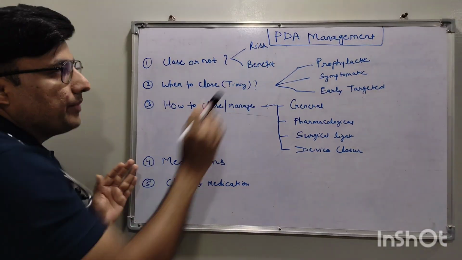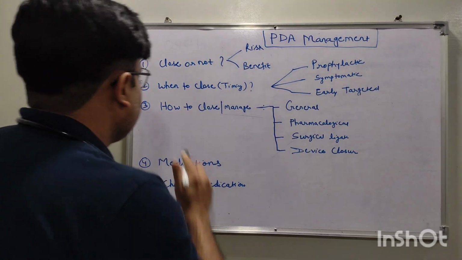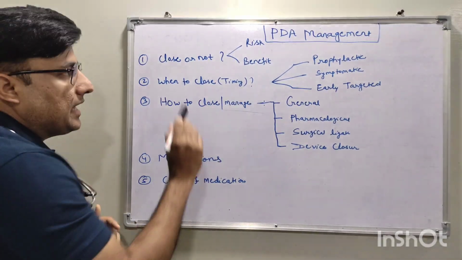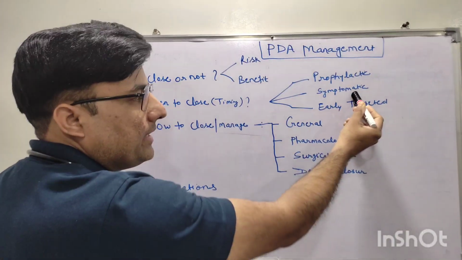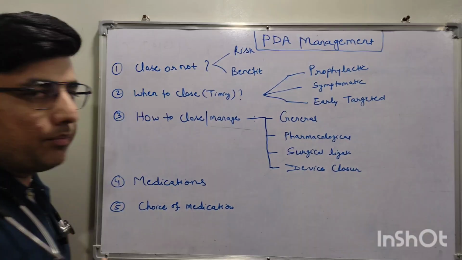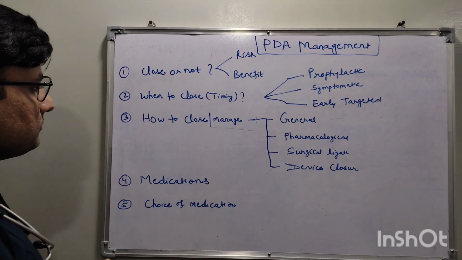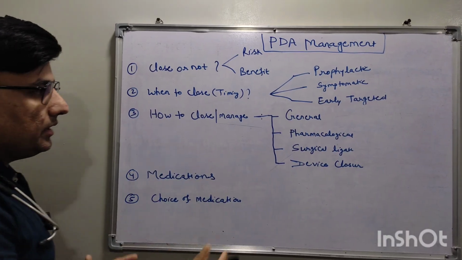We have to assess the risk and benefit and then decide whether we should close or not. Second, if we have to close, then when to close. Different timings are there. First is prophylactic closure, symptomatic closure or early targeted approach. So three approaches are there for closure of PDA. Third, how to close or how to manage. So different strategies are there.